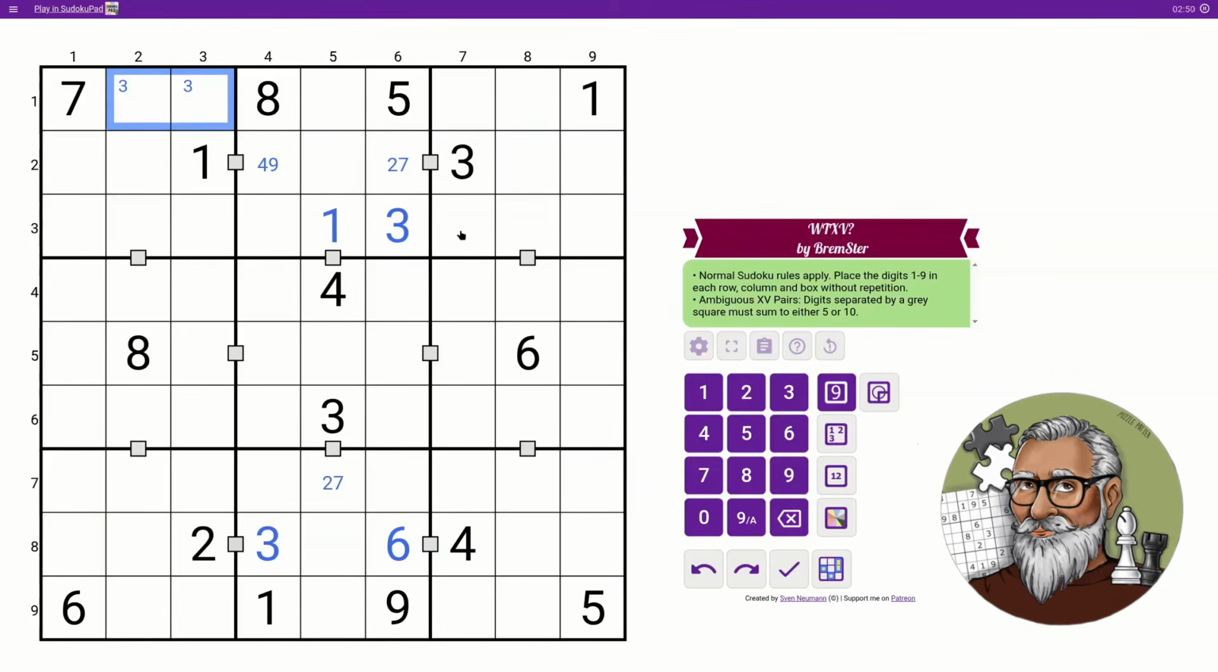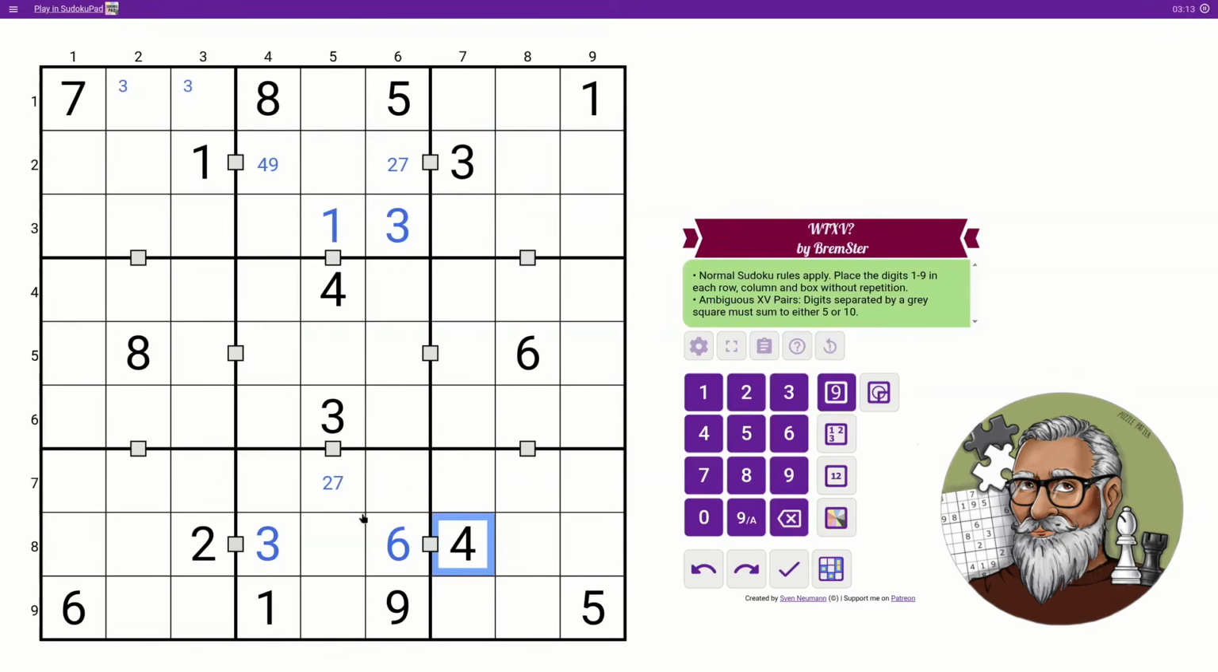Okay. There is a peculiarity for XV pairs, which is that they can never have 5 on them. Because 5 already adds up to 5, so we can't have 0. And it can't add up to 10, since it would require two 5s, and that's not allowed under normal Sudoku rules. So we have to keep that in mind.